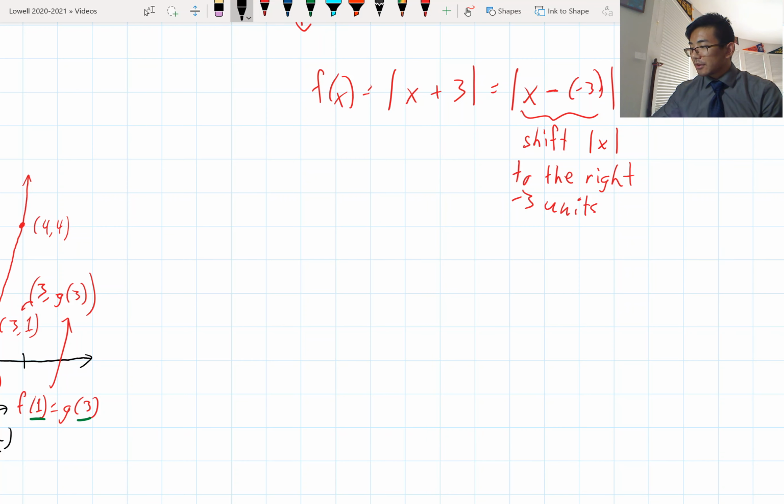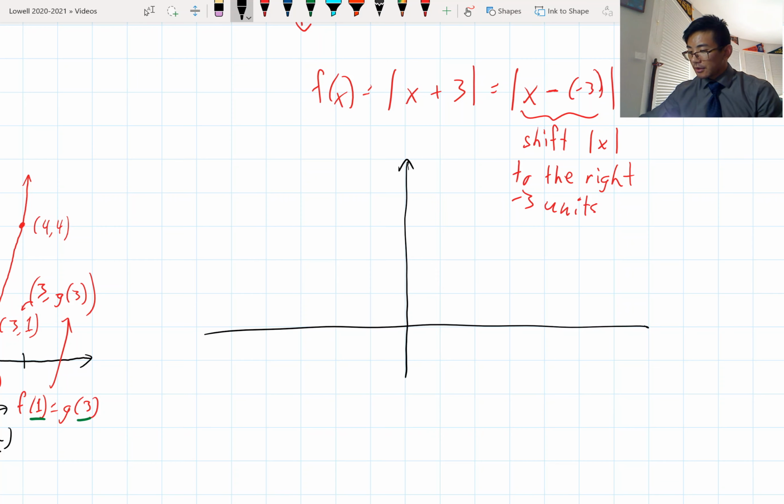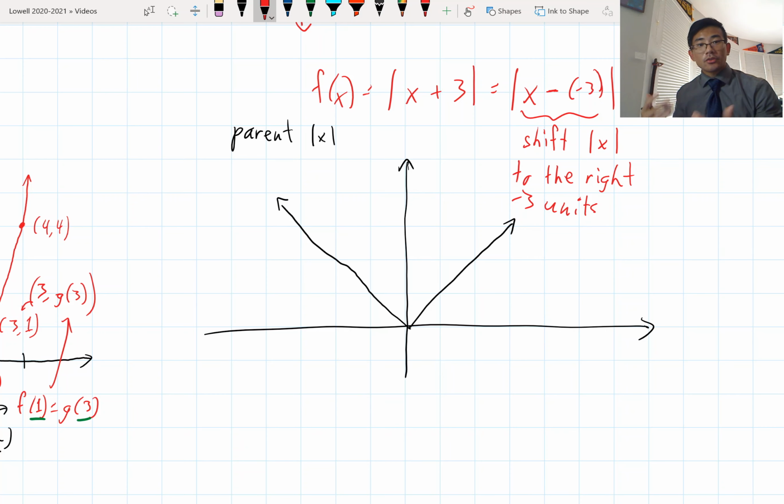And so I'll draw here my graph. If here's my parent function, my parent is absolute value of x. That's going to look something like this. Then my resulting transformed equation is just going to be right here, starting off at negative 3, or my vertex is at negative 3.